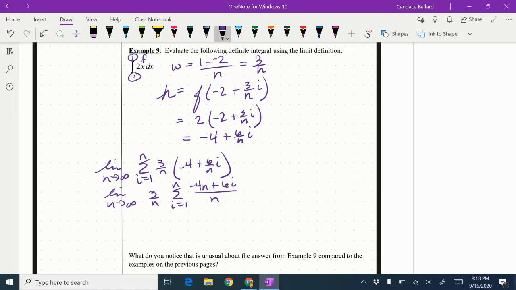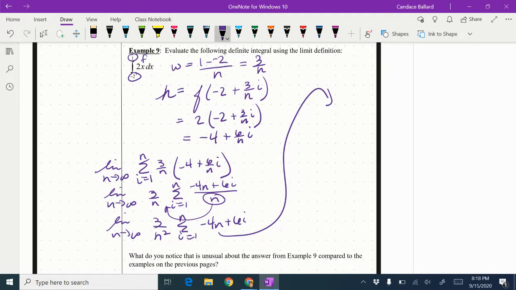Oh, I know what I've got to do next. I'm going to end up taking this n out front as well. So I have the limit as n approaches infinity of 3 over n squared, the sum as i equals 1 to n of -4n plus 6i. Okay, we're going to do our substitution in now. The front part does not change. It's the same as it was before.